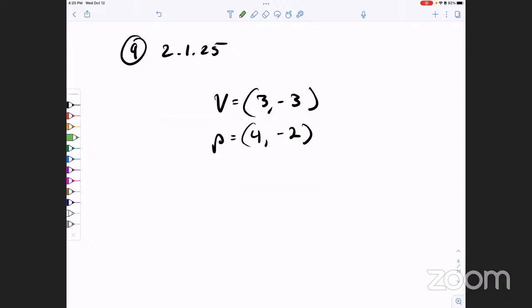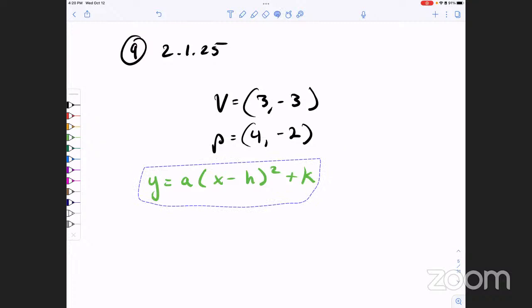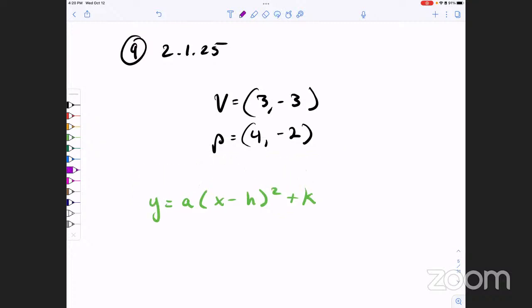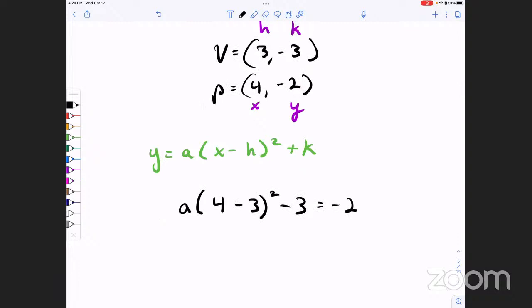So the standard form of a quadratic, y equals a times x minus h squared plus k, all right? This is our h, this is our k, this is our x, this is our y. So the a, we don't have any information on a. So x is 4, h is 3, k is -3, our y is -2. So at this point, we have one equation, one unknown we can solve, right? Everything is filled in except for a.